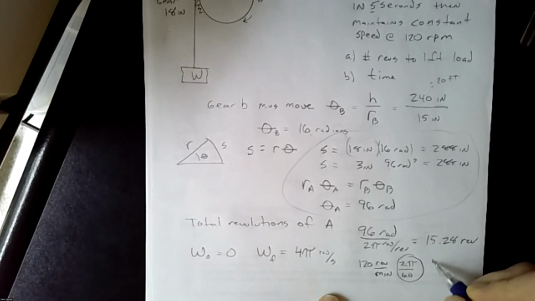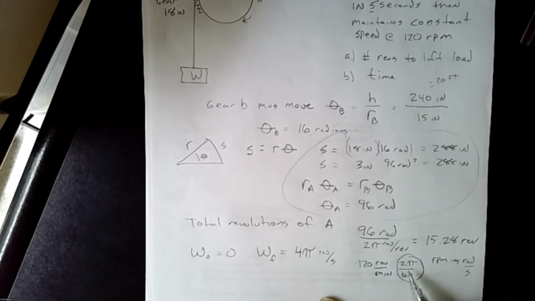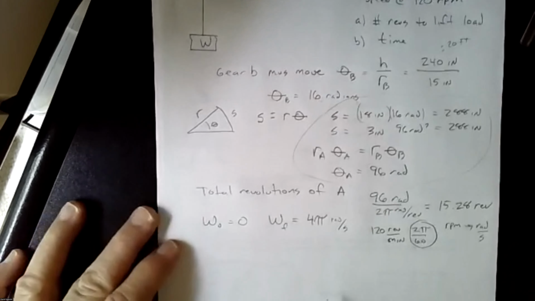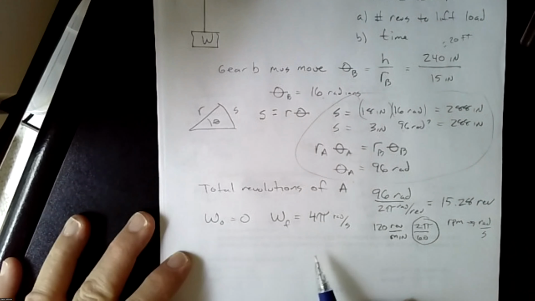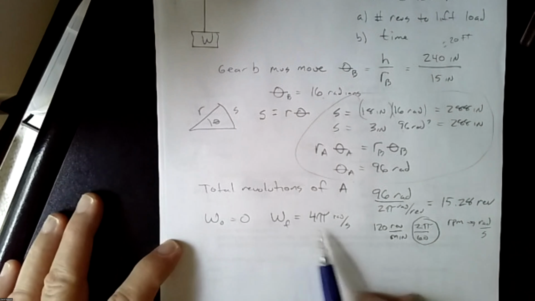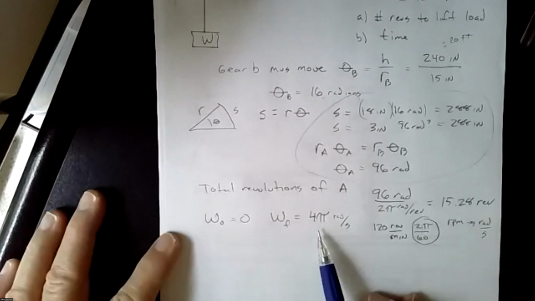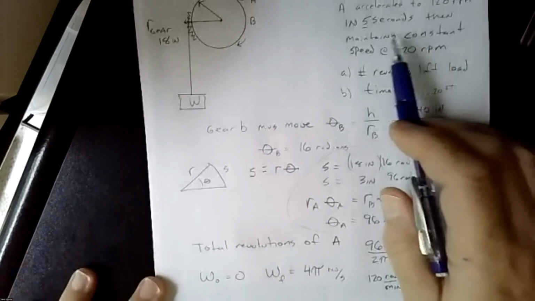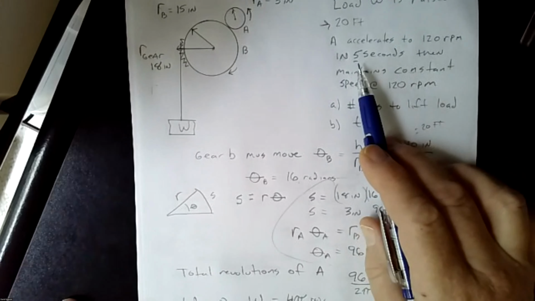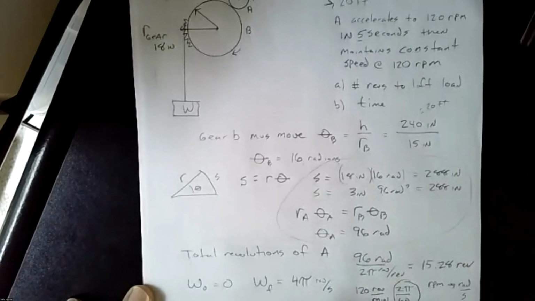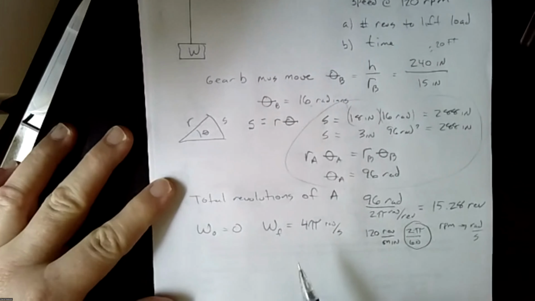So RPM to radians per second is 2 pi over 60. Okay, so remember that. Now, because we have these start and stop points, and we're told that it goes from 0 to 120 RPM in 5 seconds, we can use our kinematic equations.